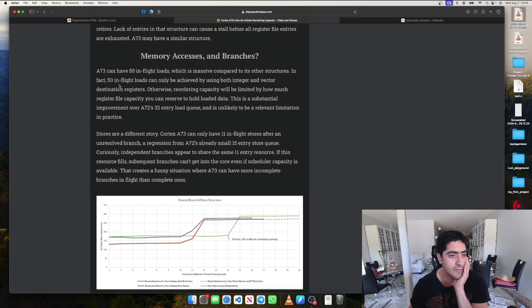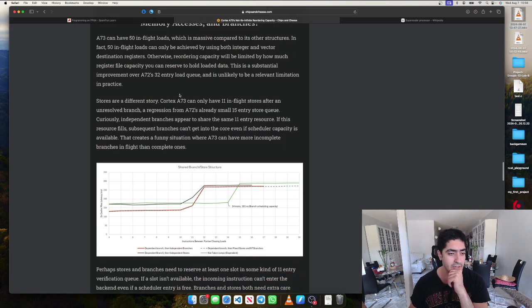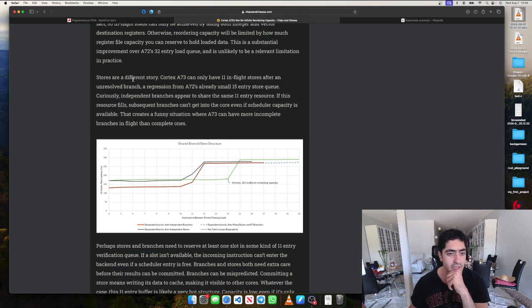Memory access and branches. A73 can have 50 in-flight loads, which is massive compared to its other structures. In fact, 50 in-flight loads can only be achieved by using both integer and vector destination registers. Otherwise, reordering capacity will be limited by how much register file capacity you can reserve to hold loaded data. This is a substantial improvement over A72's 32 entry load queue, and is likely to be a relevant limitation in practice. Stores are a different story. Cortex A73 can only have 11 in-flight stores.